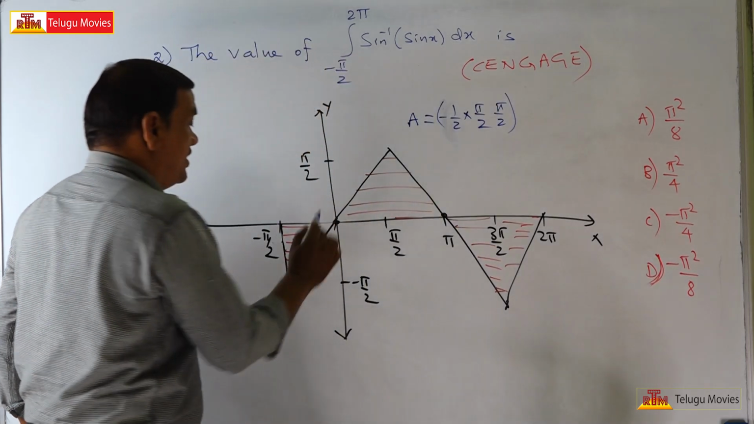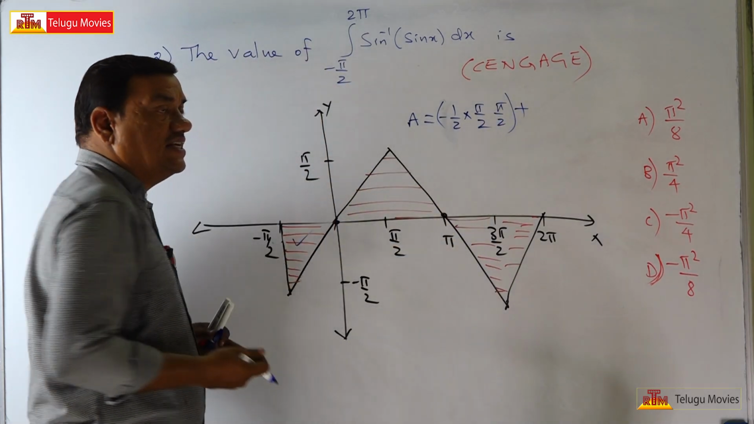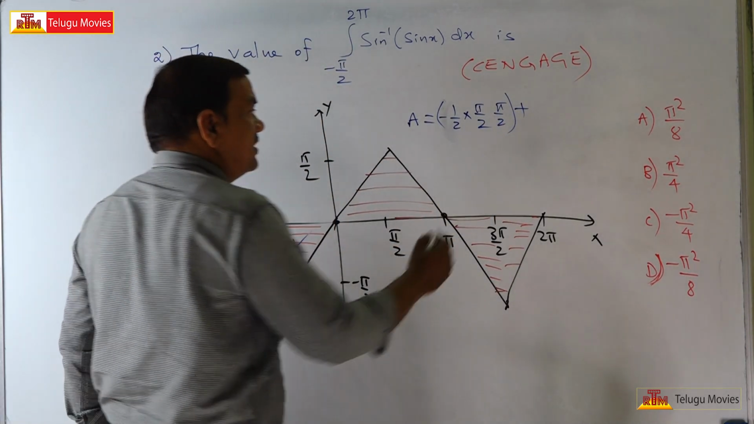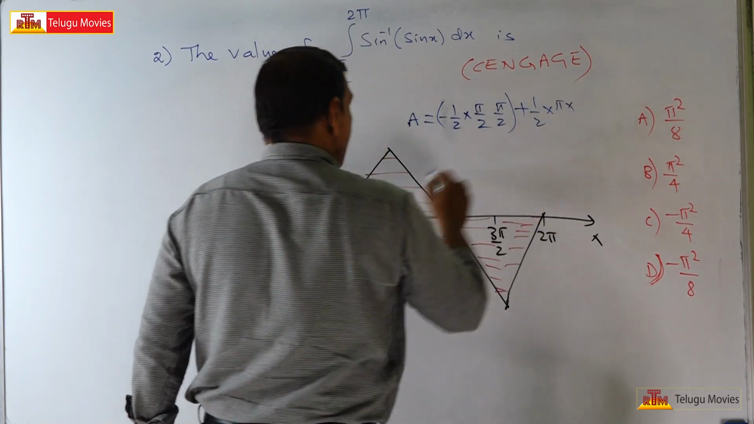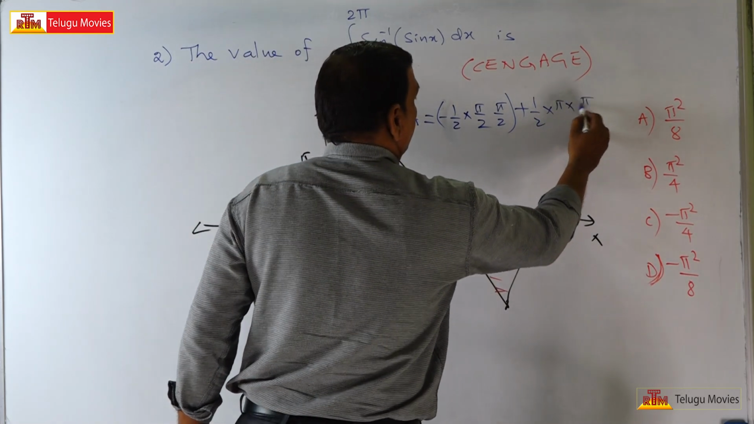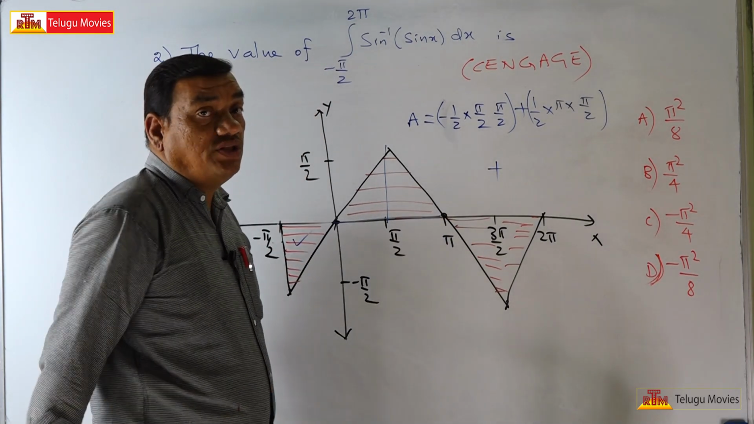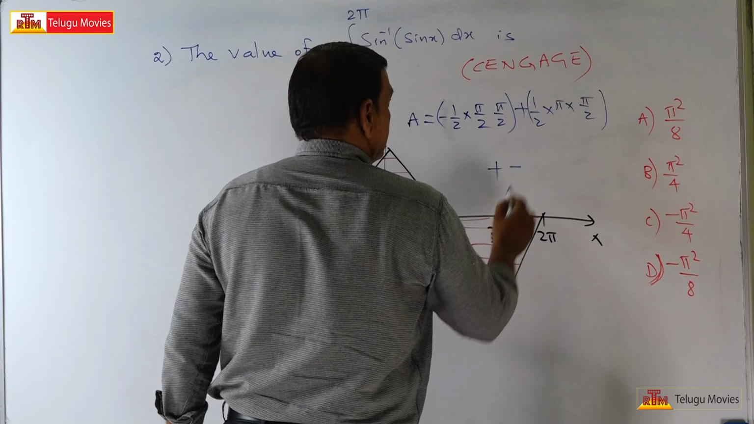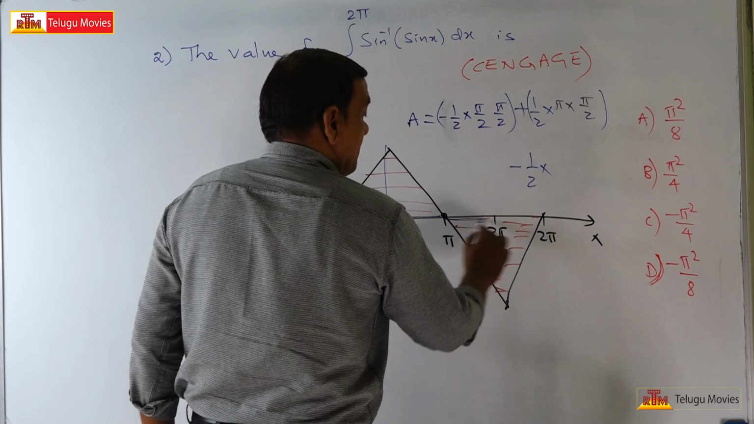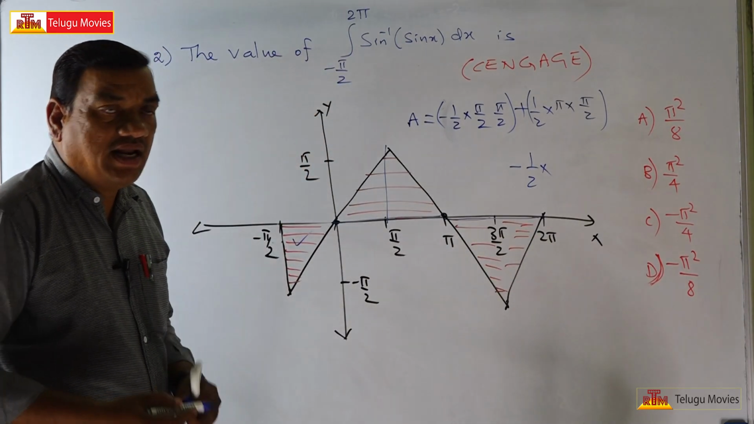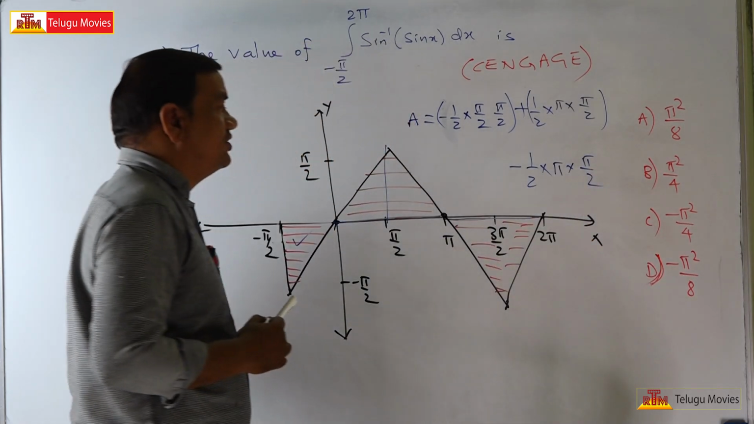This is this area, plus. The triangle lies above the x-axis, that will take plus. That is half into base, how much? Pi. Height is how much? Pi by 2. Plus, the triangle lies below the x-axis, that's why we will take minus. Half into base is how much? Pi to 2 pi, the length is only pi. Height is equal to pi by 2.